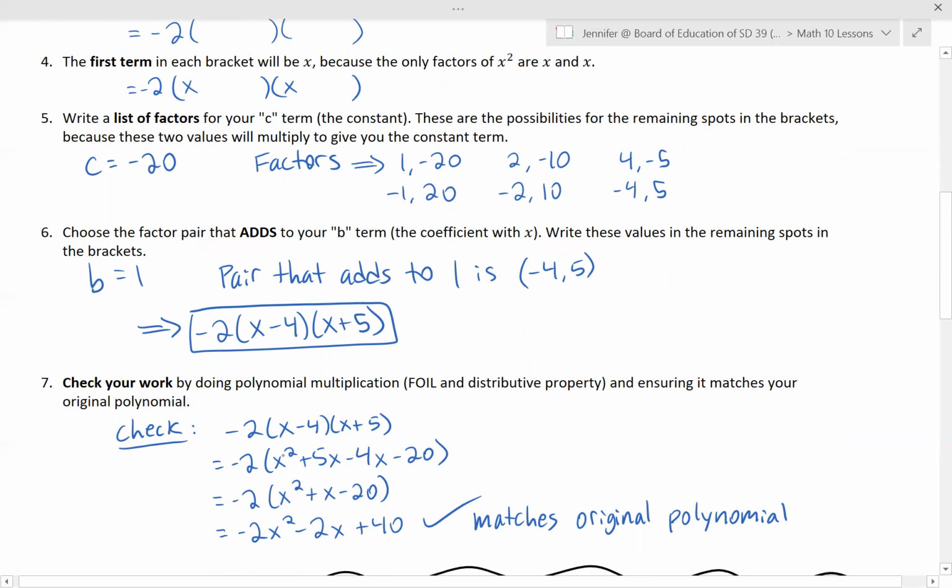So I leave the -2 for now, and I use FOIL or any other method to expand out these brackets. I collect my like terms in the middle, 5x minus 4x, and then I use distributive property to bring this -2 into the brackets. And what do I get left with? This is my original polynomial, so I know that I've done it correctly.